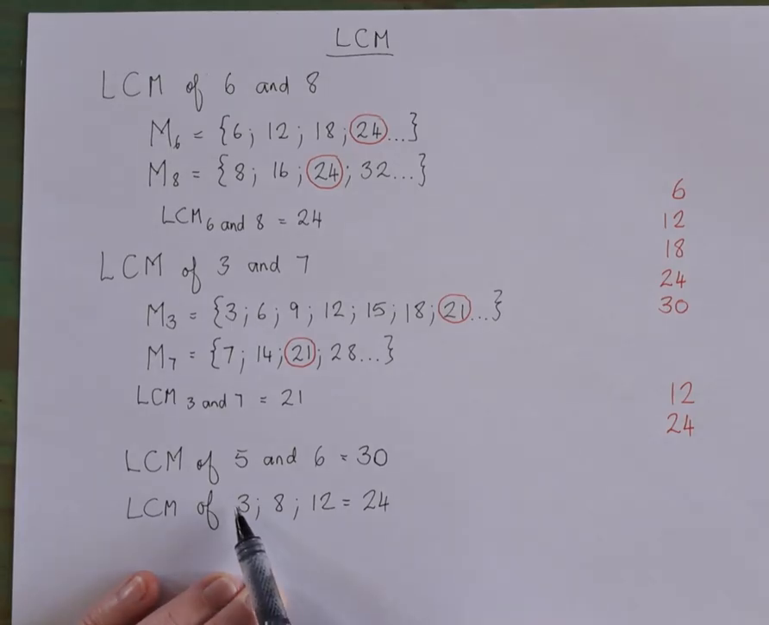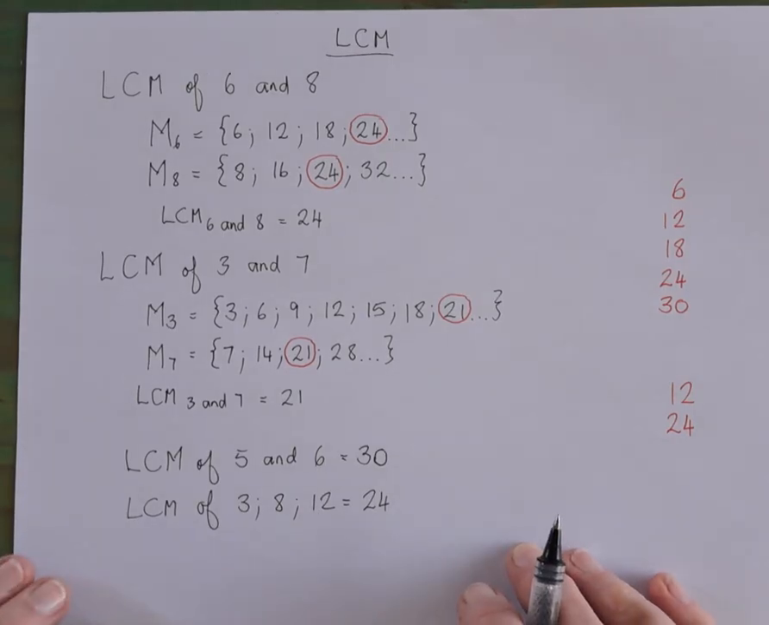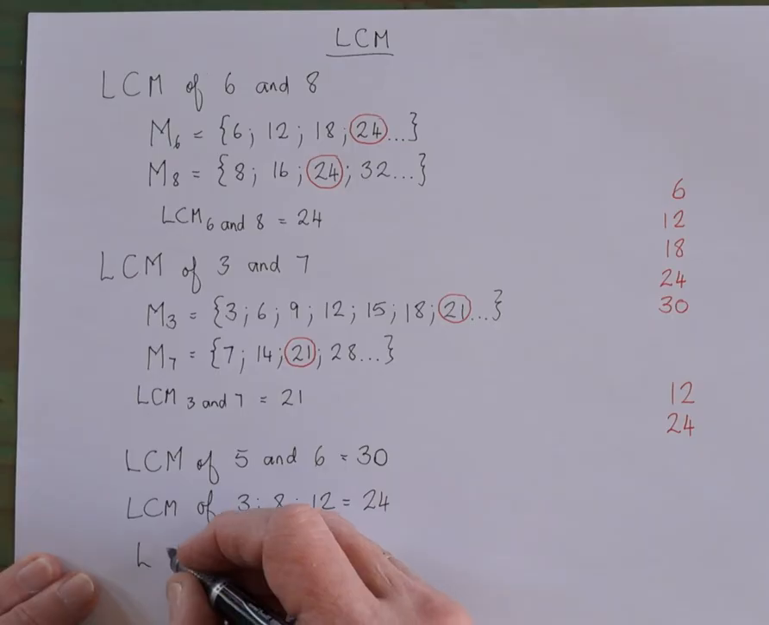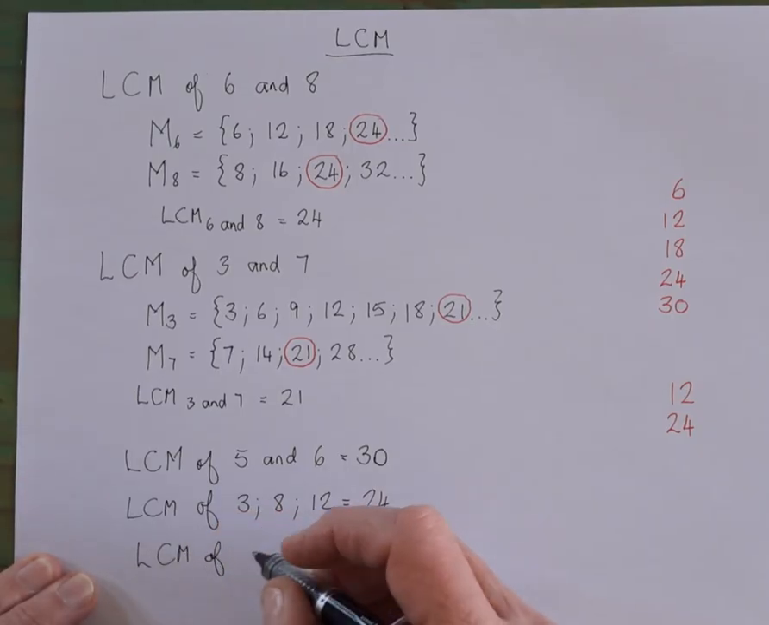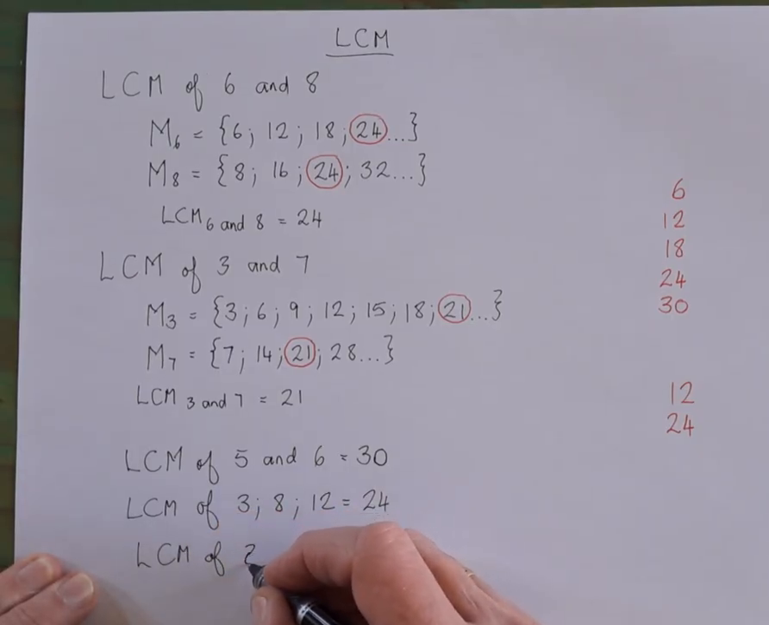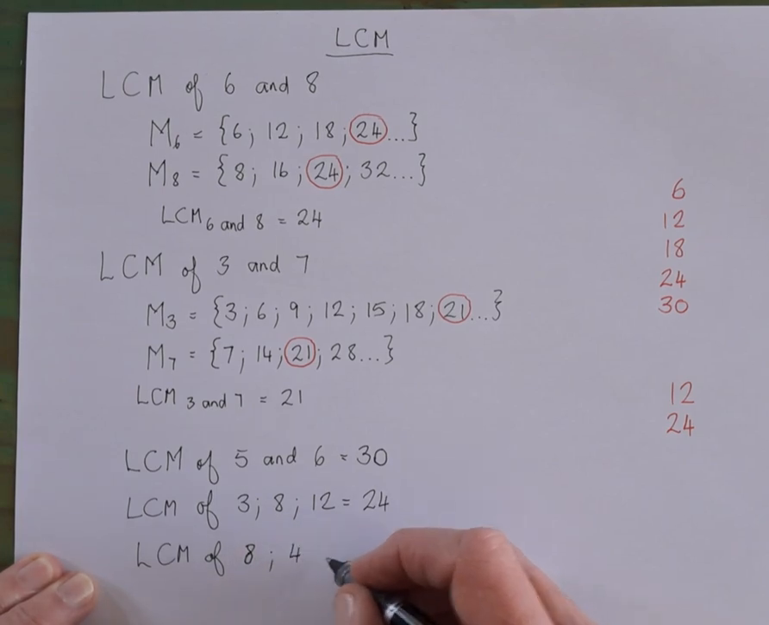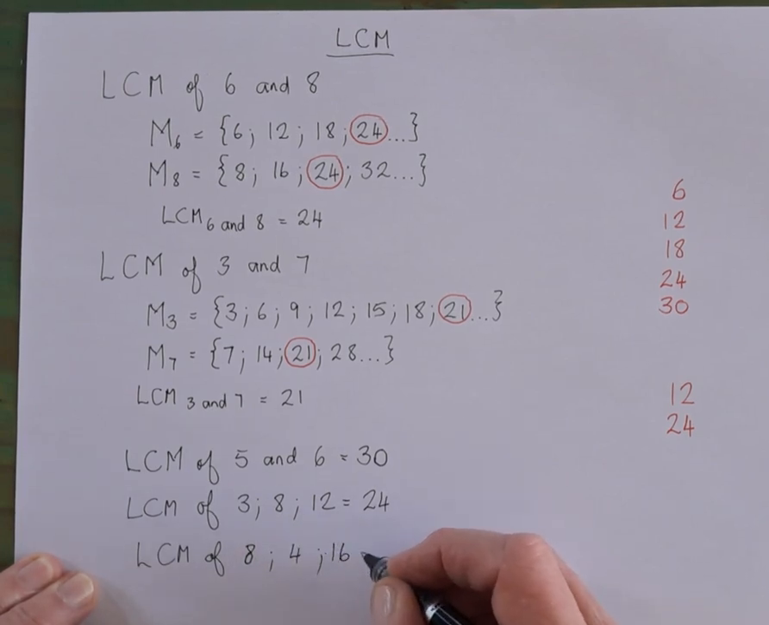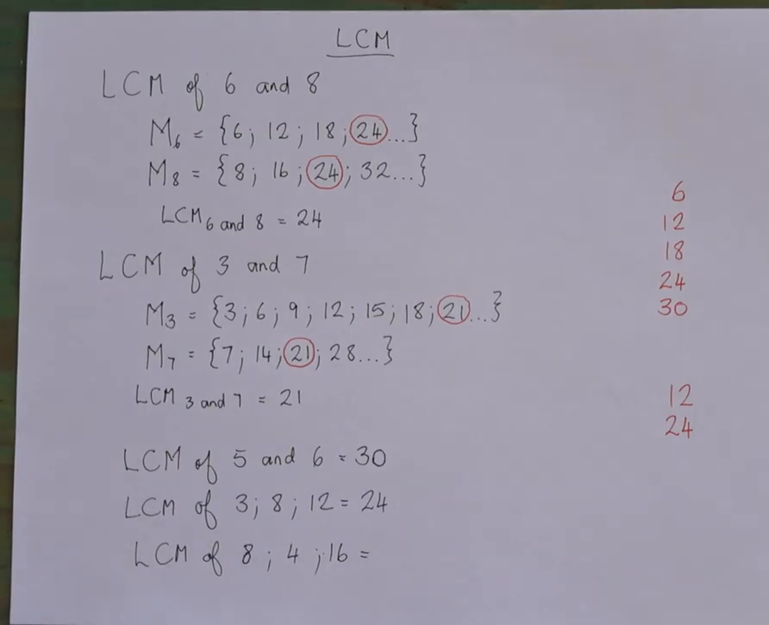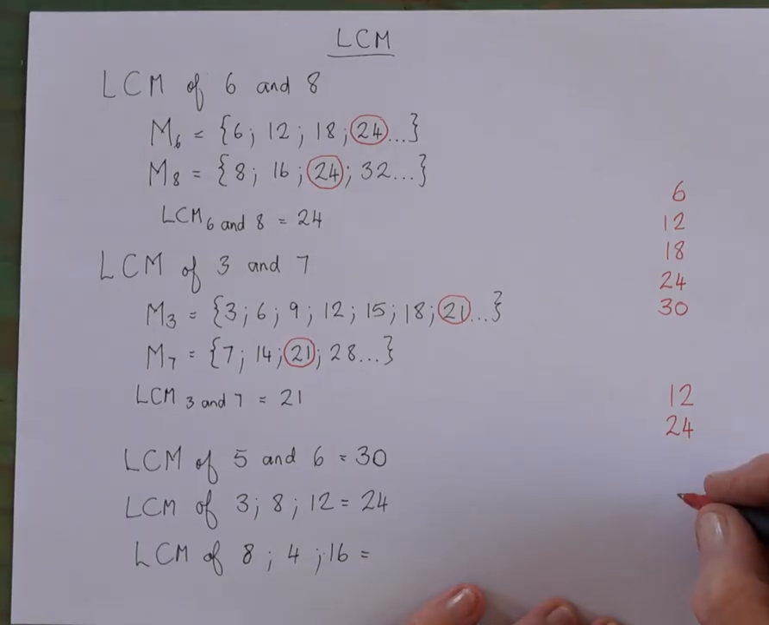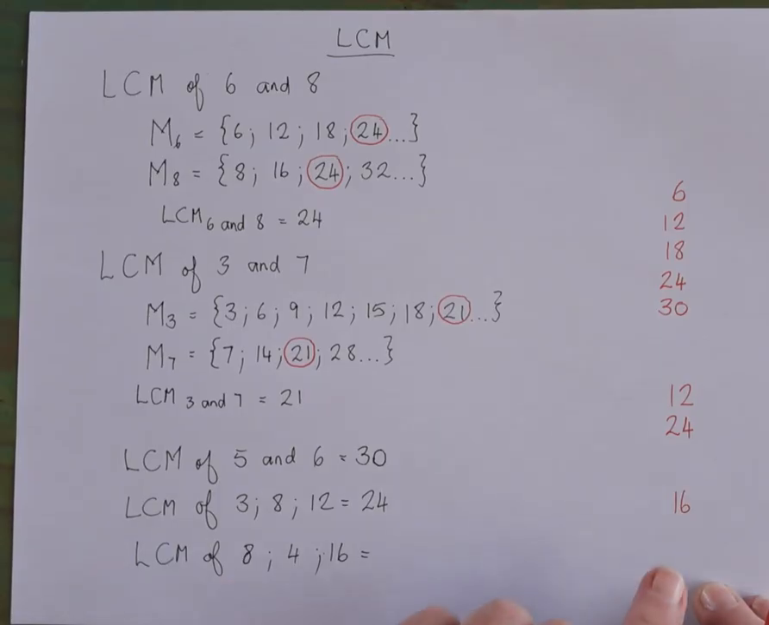And if we think about it, 3 goes into 24 8 times, 8 goes into 24 3 times, and 12 goes into 24 twice. There's one last thing that could happen. Let's say we're trying to find the LCM of 8, 4, and 16. Alright, again we've got 3 numbers, so we look at the biggest of the 3 numbers, and the biggest of the 3 numbers is 16. So we start asking the questions. Can 8 divide exactly into 16? Yes, it can. It can go in twice.